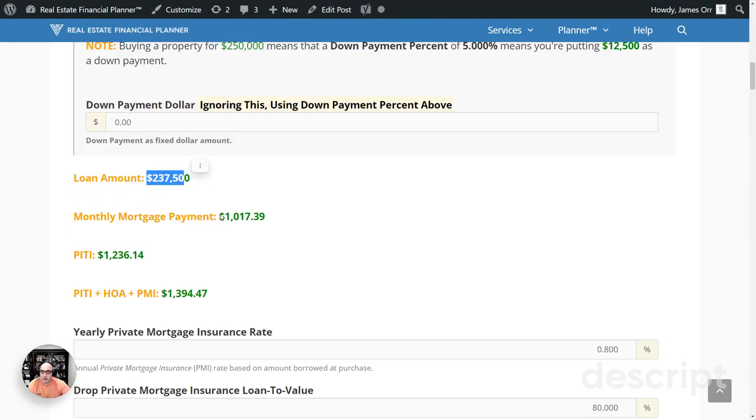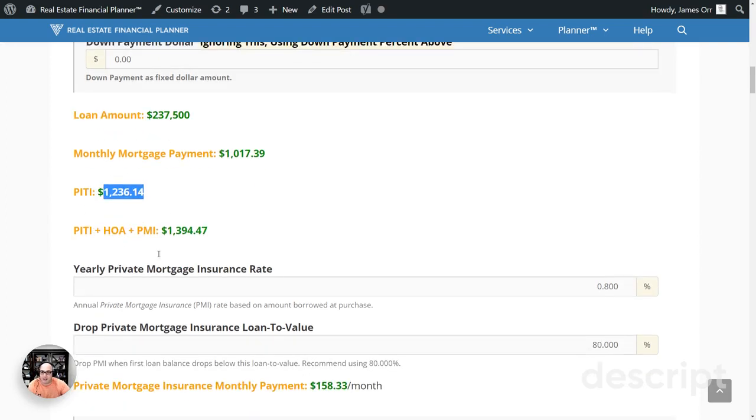It's calculated for you. And the monthly payment on that is going to be $1,017.39. Her principal, interest, taxes, and insurance is going to be $1,236.14. That's calculated. The principal, interest, taxes, and insurance, that's PITI, plus the HOA, plus any PMI she's going to have, the private mortgage insurance on the property, is going to be $1,394.47.